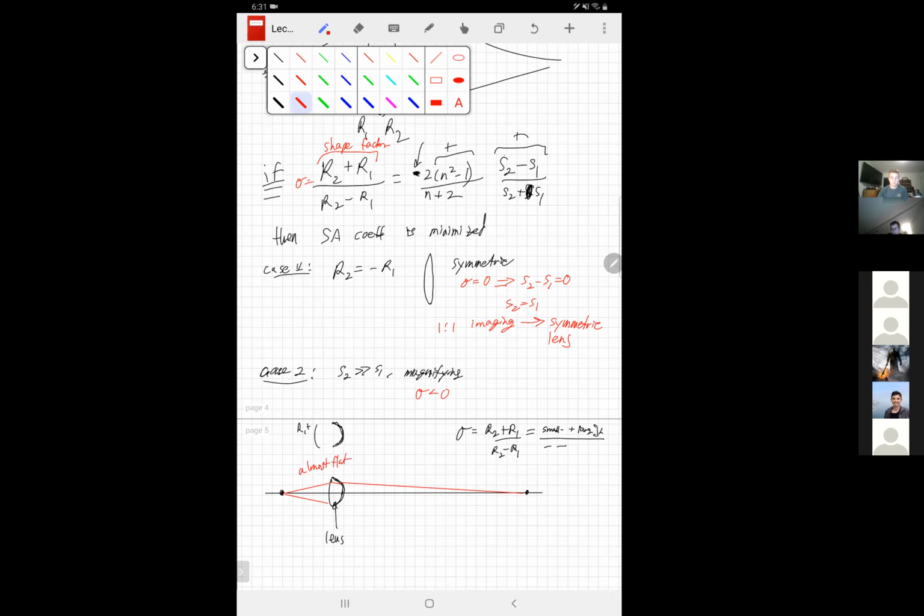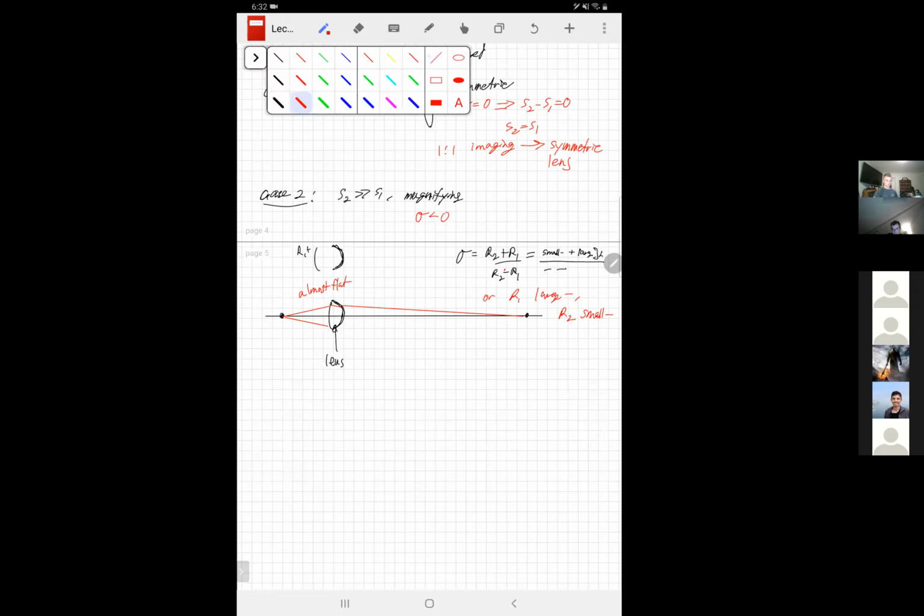Now, if I made R1 large and negative, I can make R2 small and negative. If I did something like that, then let's see here. R1 large and negative, so our top would be negative. We would have a small negative minus a large negative. That could also work.